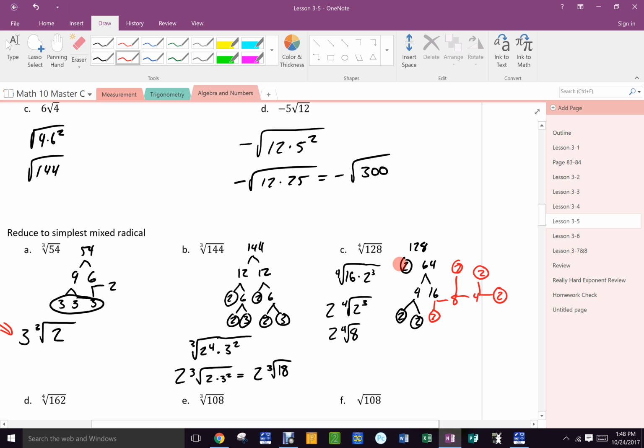1, 2, 3, 4, 5, 6, 7. I need a group of how many? Group of 4. So I take out all 4 of them. There they are. And I left 3 of them: 2 times 2 times 2, which is 8.